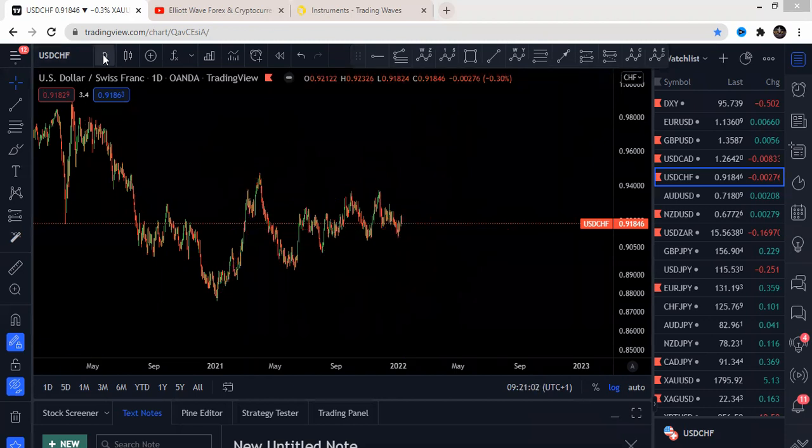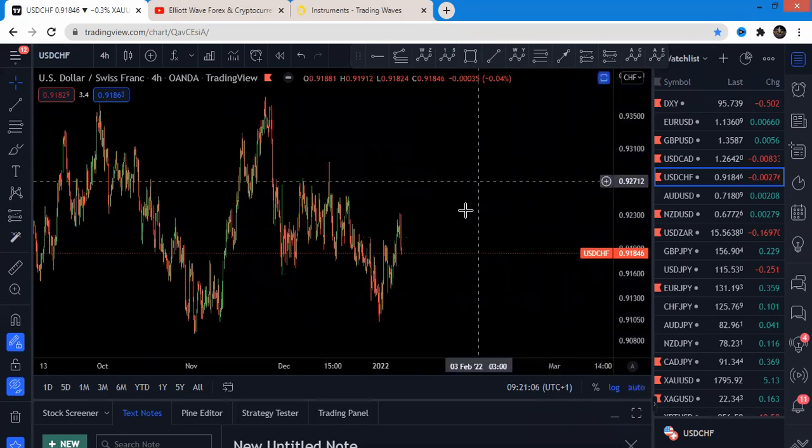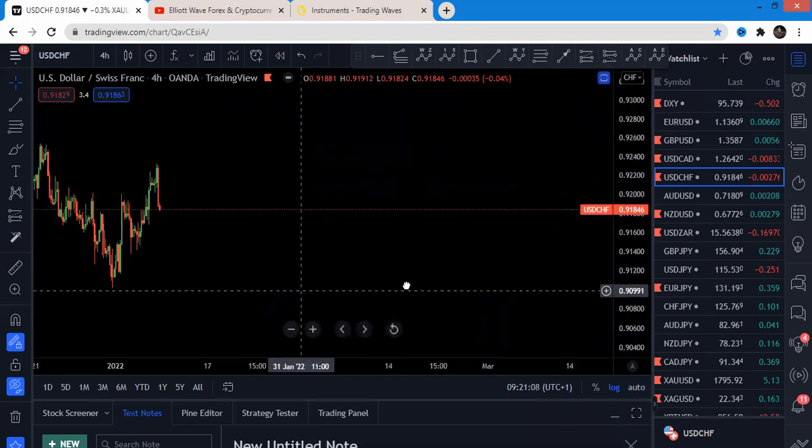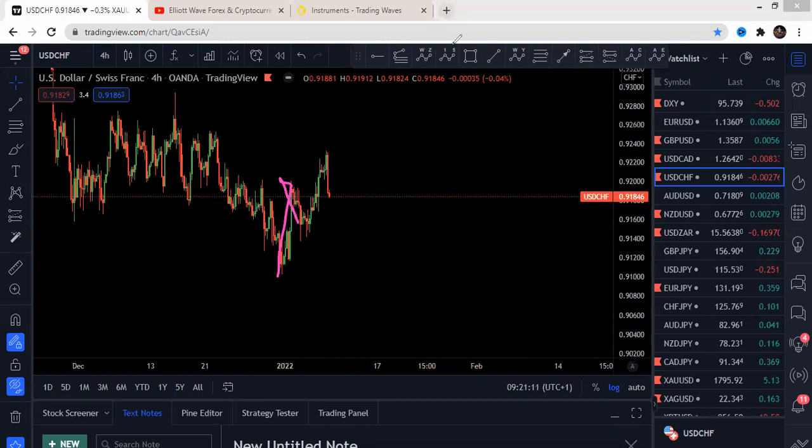Let's have a look at that move in the 4-hour and see what we're getting there. So on the 4-hour, we're getting this setup for a continuation move to the downside. We'll expect this one to continue to the downside. That is a 3-wave pullback here on US dollar CHF. So that's 1, that's 2, that's 3. We're looking for this to push to the downside. Don't just come here and sell it as it is.